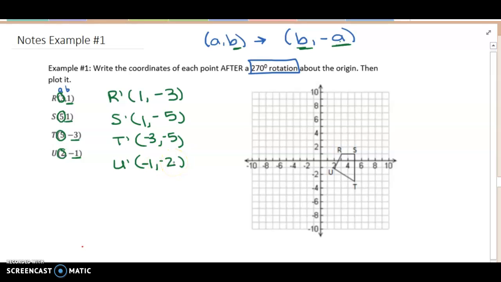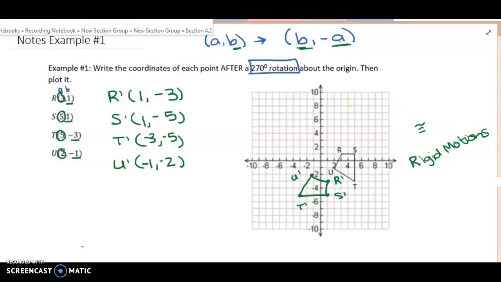Now that I have my coordinates, and now that you should have your coordinates, go ahead and plot them. After you plot these new points, don't forget to label them R prime, S prime, T prime, U prime. Hopefully your lines are a little straighter than mine. I did the best I could with what I had. But if you notice, these should be congruent because rotations are rigid motions. And remember, rigid motions produce congruent figures.